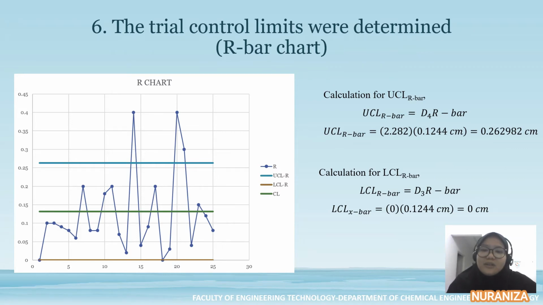After we get the upper control limit R bar, we go to the lower control limit R bar. Here, the constant that we use is D3. The constant is equal to 0, times R bar, which is 0.1244 centimeter. So the lower control limit that we get is 0. After we get upper control limit and lower control limit for the R bar, we can create the R bar graph. As we can see here, there are some points that are more than the upper control limit. So the points that are over on the R bar chart and X bar chart need to be revised. The points need to be revised in the next step, which is the revised data for the control chart report.